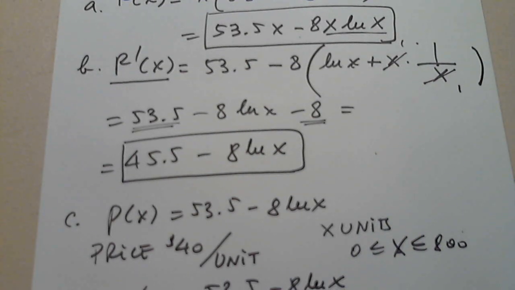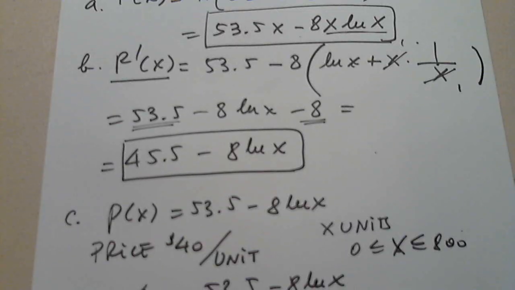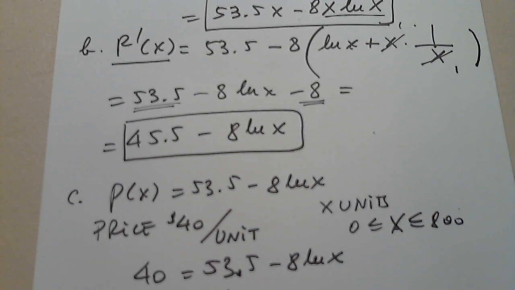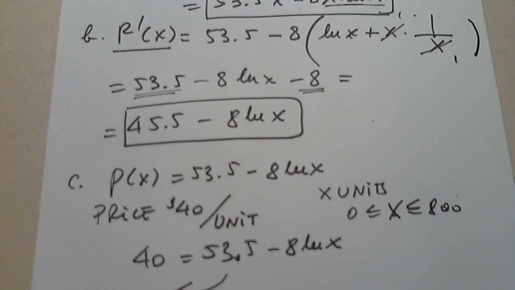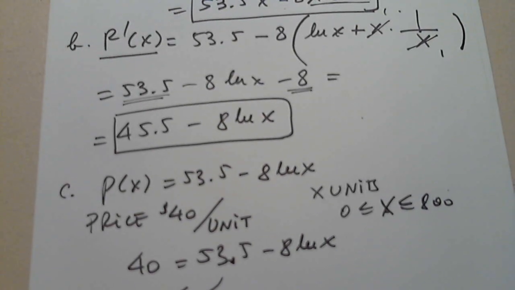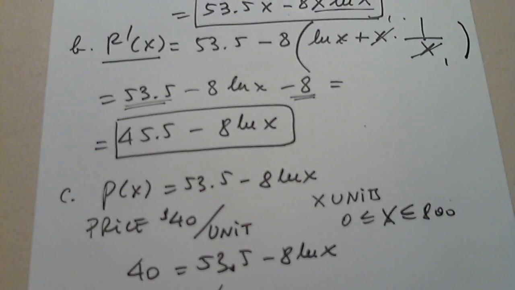How do I clean it up? It's not ready for anything. It requires work. How do I clean this up? Subtract 53.5. Good, excellent. So then I have negative 13.5 equals negative 8 natural log X. Good. It's better, but it's still not cleaned up. What do I do now? Divide by negative 8. Very good. So I have natural log X equals 13.5 over 8.